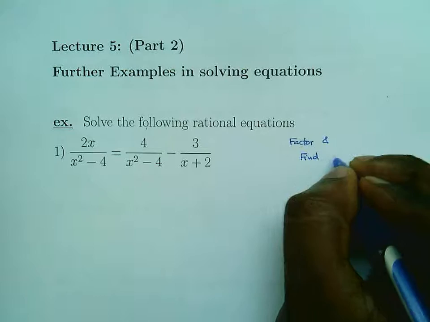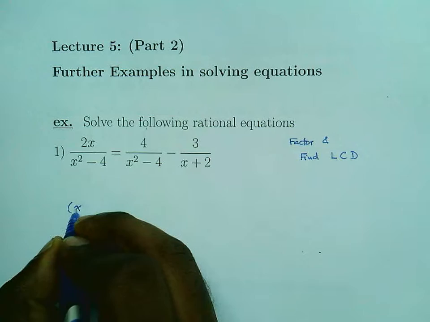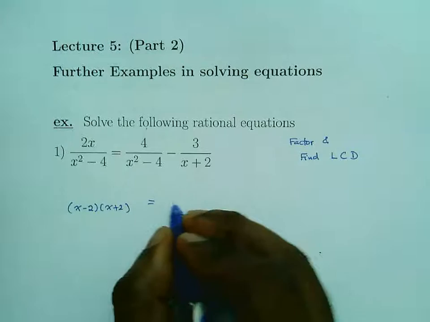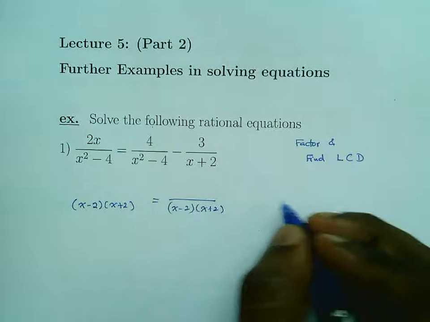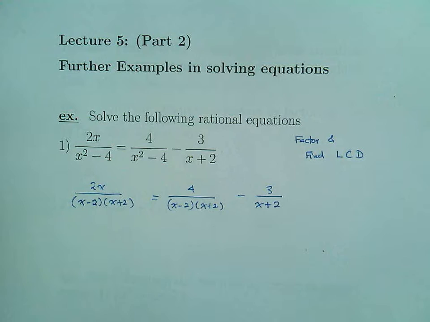Okay, now let us factor here, and you can see easily that it's a difference of two squares two times, so that would be x minus 2, x plus 2 here, and here again x minus 2, x plus 2, and the last denominator is just x plus 2. Don't do anything to the numerator, just write it down: 2x and 4 here and 3 here. So all you did was factor it, and you can now see the least common denominator is just x minus 2 times x plus 2.